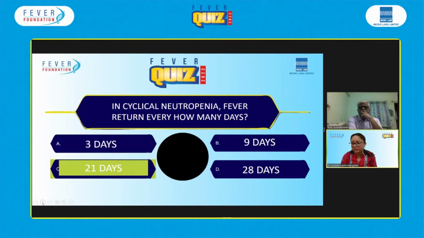Fever, oral ulcer, gingivitis, tonsillitis, pharyngitis, and dermatological infection or manifestation are also seen in this cyclical neutropenia. Lymph nodes may be palpable, and this is how it is known as cyclical, because it returns every 21 days. It is cyclical, and this fluctuation of neutrophil levels leads to neutropenia.